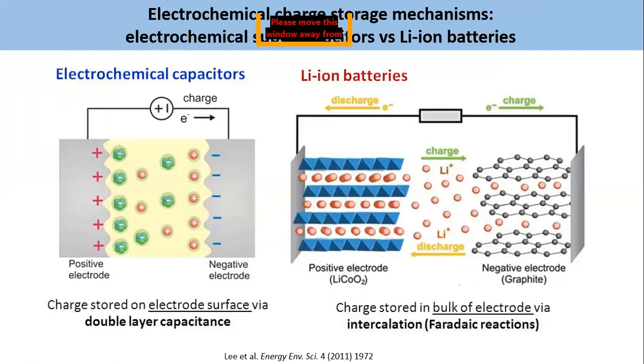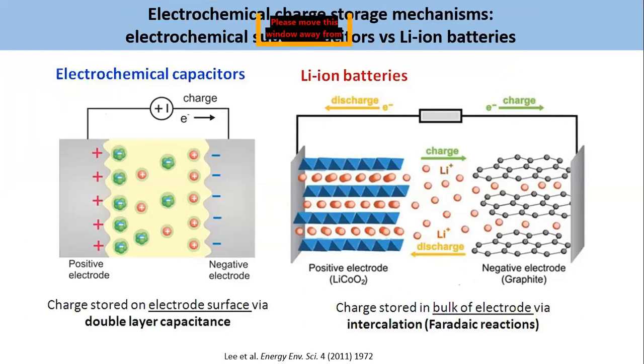The electronic energy mechanism of two very special energy storage devices. One is the electrochemical capacitor, and the other is the lithium-ion battery. In electrochemical capacitors, the charge is stored on the surface in the form of double layer capacitance. Whereas in the lithium-ion battery, charge is stored in the bulk of the electrode. It doesn't store on the surface of the material; it's stored within the material.